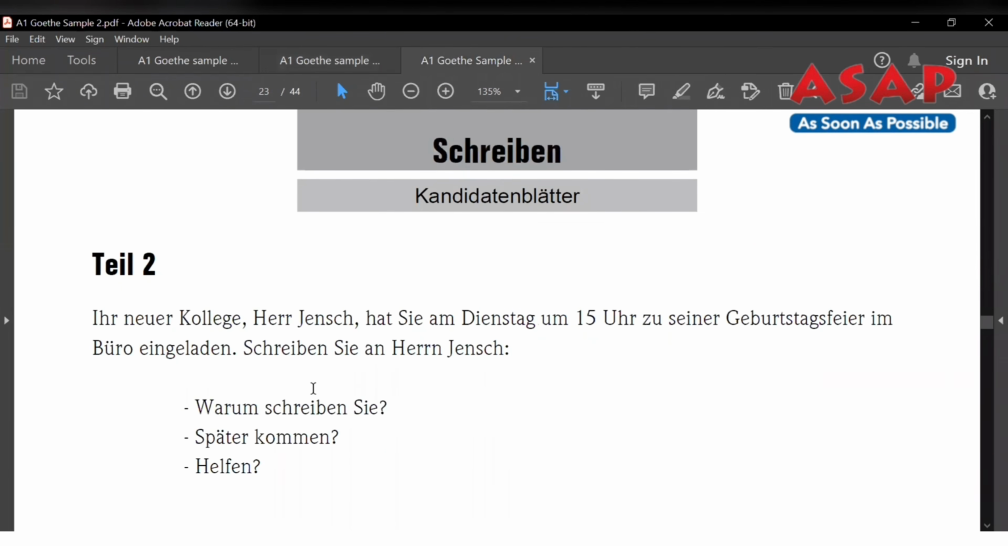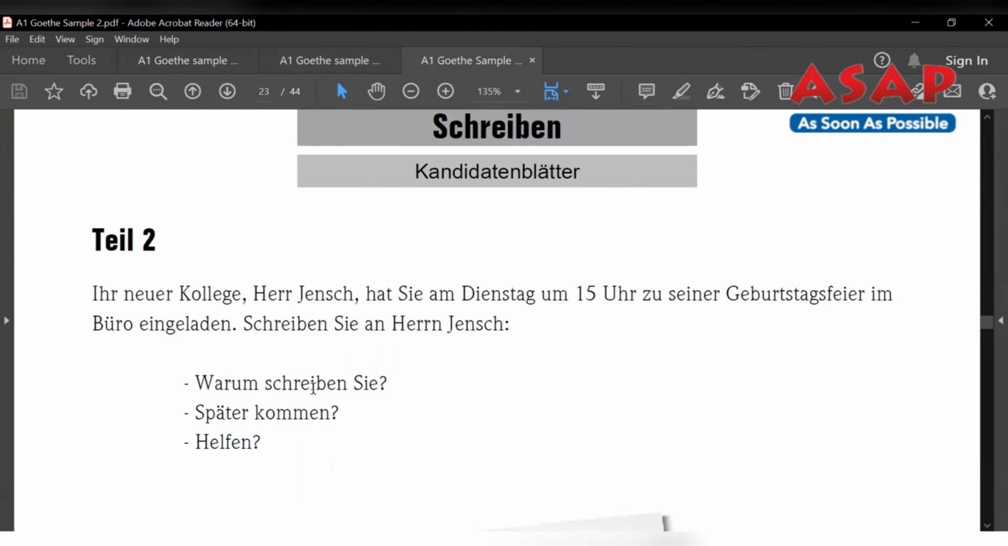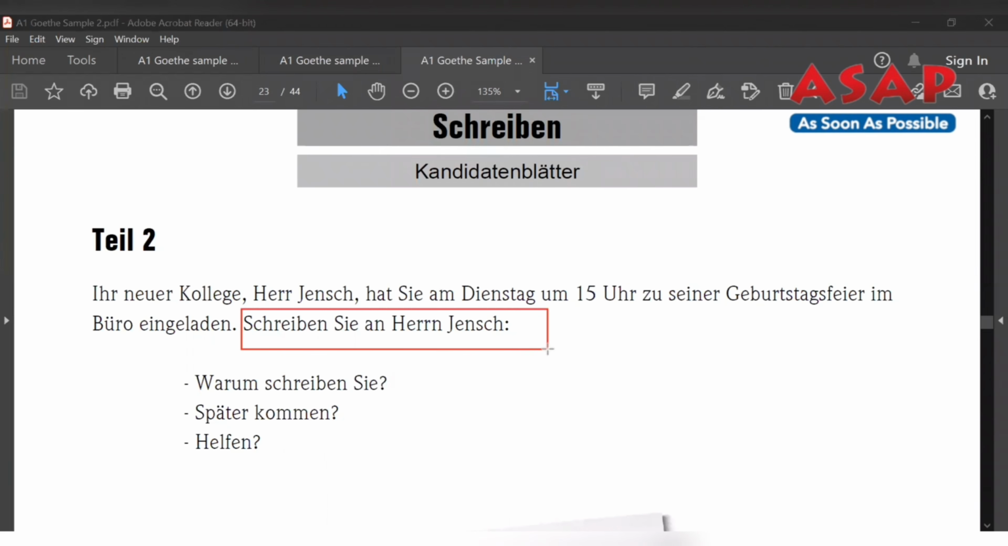Now here the theme is: Ihr neuer Kollege, Herr Jensch, hat Sie eingeladen. Sie with capital S, that means you. So your new colleague, Mr. Jensch, has invited you am Dienstag 15 Uhr zu seiner Geburtstagfeier im Büro, to his birthday celebration in the office. Now, try to answer my questions. Okay, schreiben Sie an Herr Jensch. Write it to Mr. Jensch.